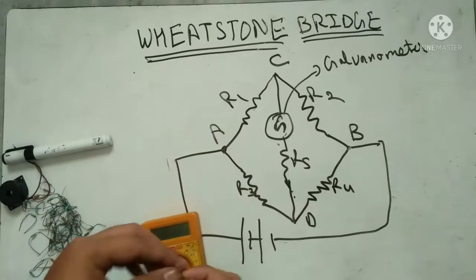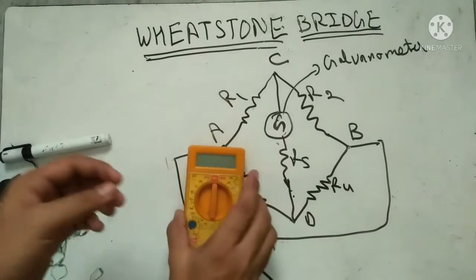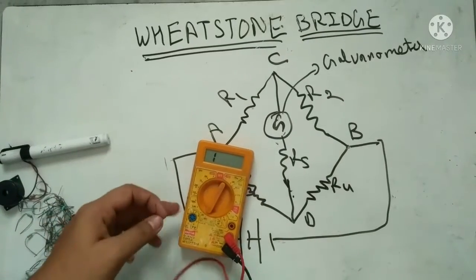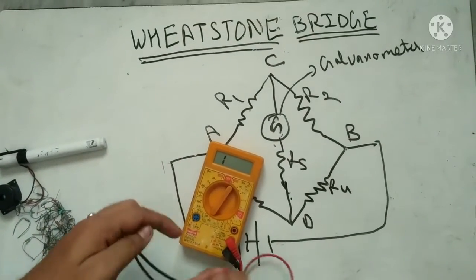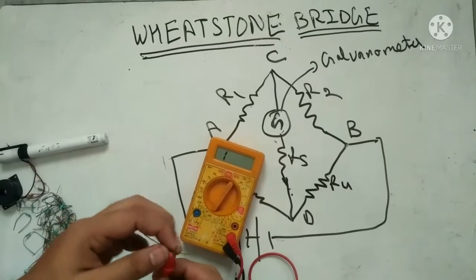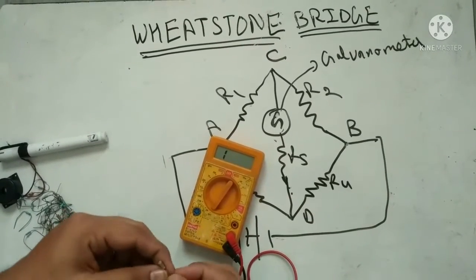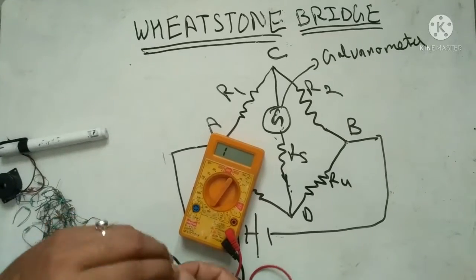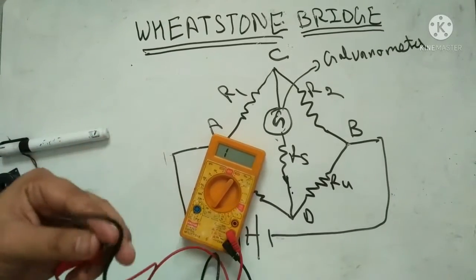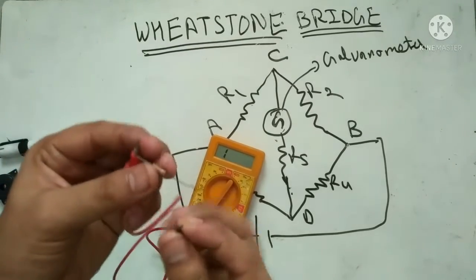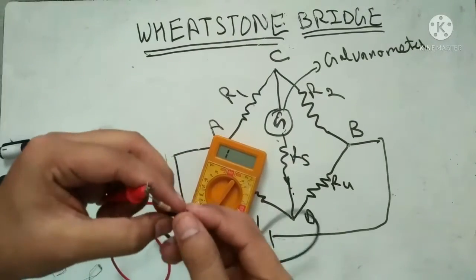Firstly I will show you the resistance of this resistor. Students, this is the multimeter. It can measure the voltage, the current, and the resistance of a resistor. That's why it is known as a multimeter. I am connecting the resistance between the ends of the multimeter.